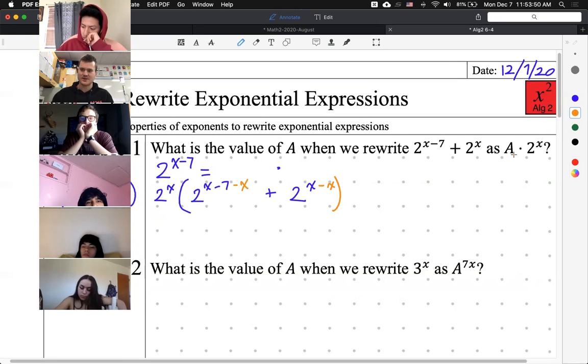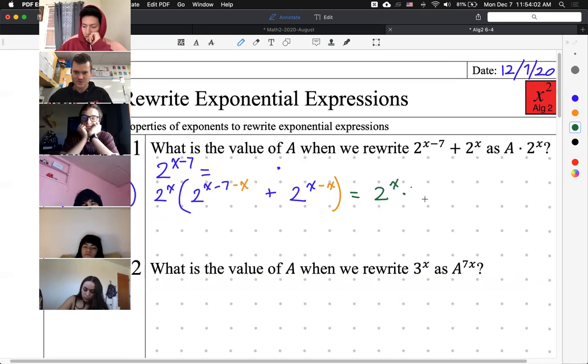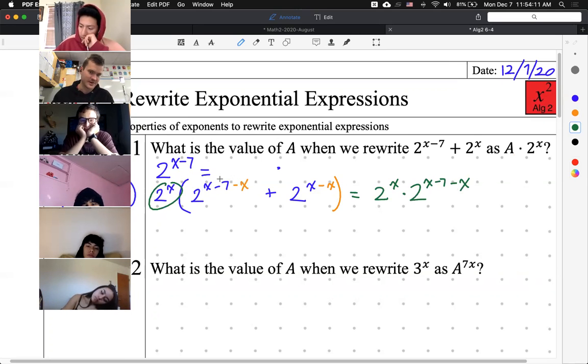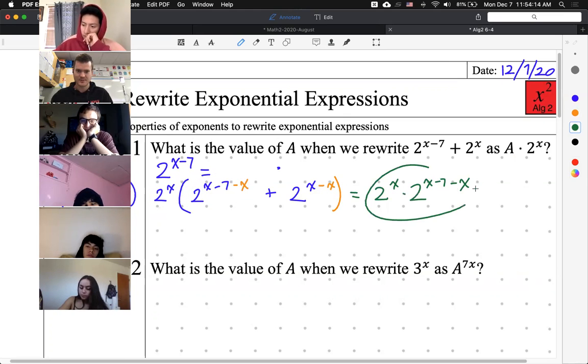If I were to factor it out, and please don't write this if you're actually taking notes. If I were to write this out and multiply this back in, let's just look at this first term, 2 to the power of x times 2 to the power of x minus 7 minus x. I'm just multiplying our greatest common factor times the first term in the parentheses. I'm just doing that step right here. I'm going to do the second step maybe in a little bit, but look what happens.